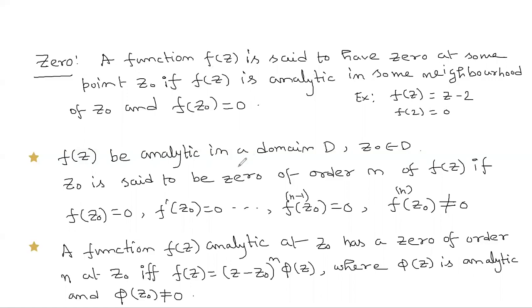Now, what is called the order of zero of an analytic function? We say z0 is said to be a zero of order n of f(z) if f(z0) equal to 0, f'(z0) is also 0, and up to the (n minus 1)th order derivative of f evaluated at z0 is 0. But the nth order derivative of f evaluated at the point z0 is not equal to 0. Then we say the order of the zero is n.